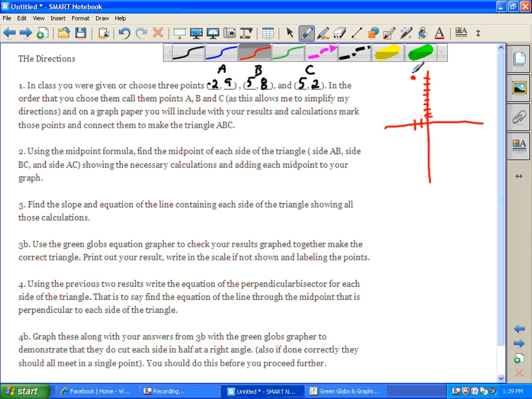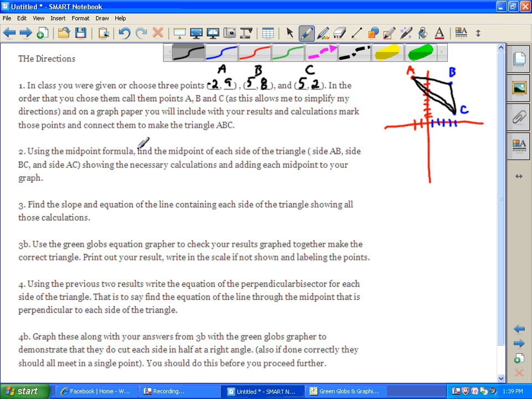So there's A, 5, 8, there's B, and 5, 2, there's C, and I'm going to connect them. Boom, boom. All right, there's my triangle. Not the best picture, but that's what I would want. Okay, that's your first page.